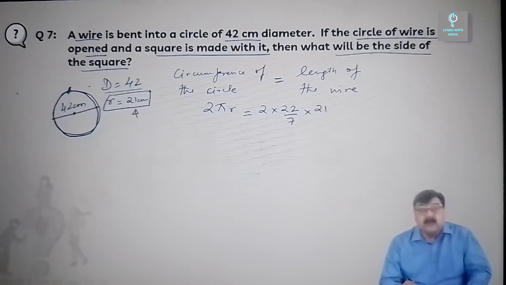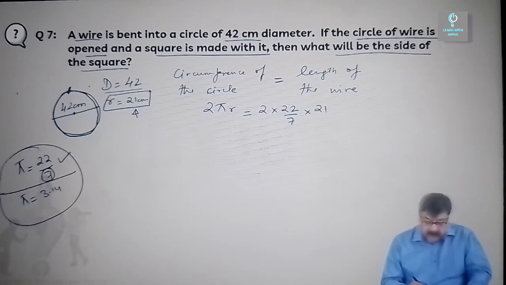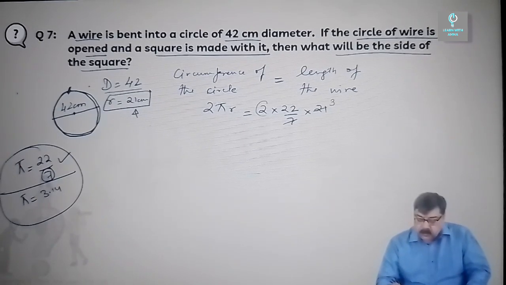For calculation purpose, please take pi equals to 22 by 7. In certain other cases, you can also take pi equals to 3.14. But here, because we have 7 in the denominator, which will easily cancel this 21, which goes by 3. So, this is 2 into 22, that is 44, into 3, which gives us 132 centimeters. Now, this is the length of the wire.